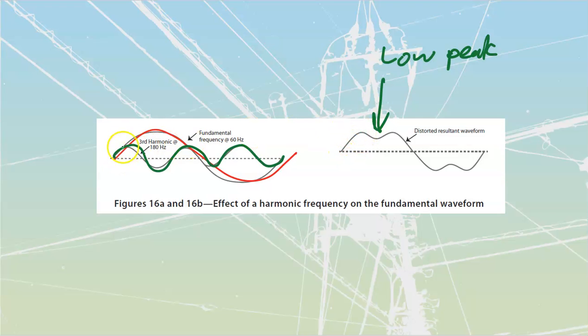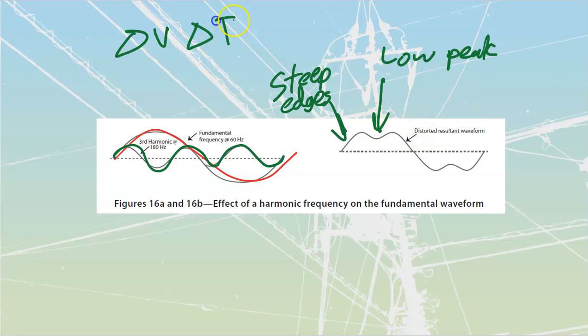Secondly, because we are adding 2 waveforms over here, we end up with steep edges. Steep edges are going to give us problems with our dV/dt, delta V over delta T, the rate of rise of voltage over time, which is going to give us erratic triggering of electronic systems that we're going to have inside of there. We don't want to see that either. This waveform here, we're going to talk about testing for later on.